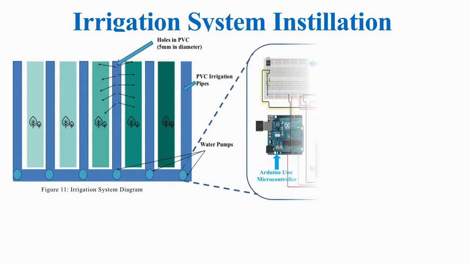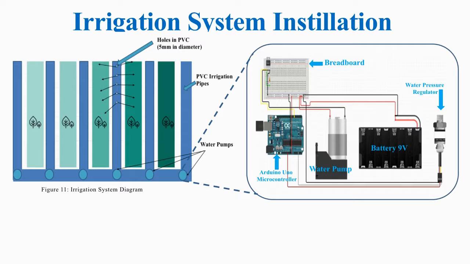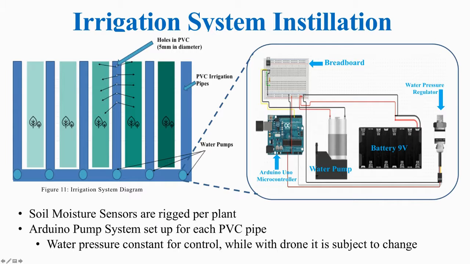So you can see here, 6 PVC pipes were set up with holes in the PVC, 5 millimeters in diameter, in my backyard. And essentially what this did was distribute water to different plants with this circuit. So you have an Arduino microcontroller here with a water pump, battery, water pressure regulator, and a breadboard. And each of these is set up in each PVC pipe.